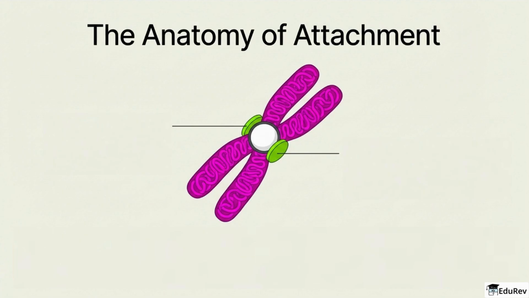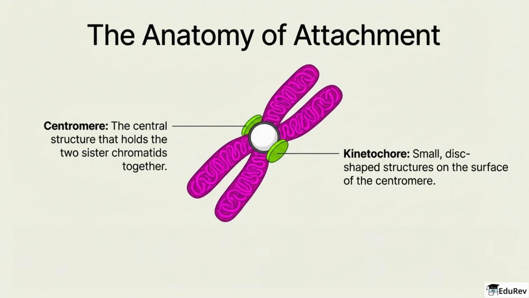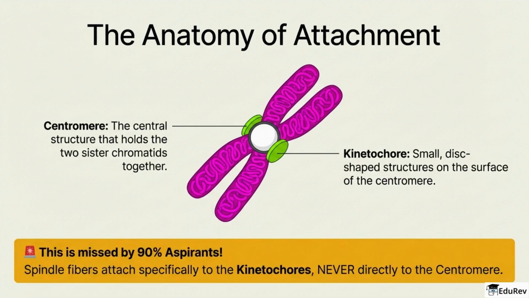Chromosome attachment is not random. The centromere is the central structure that holds the sister chromatids together. But the spindle fibers do not attach directly to the centromere. They attach to the kinetochore, which is a small disc-shaped structure on the centromere surface. That distinction is a classic exam trap. The spindle connects through kinetochores, never straight to the centromere itself.